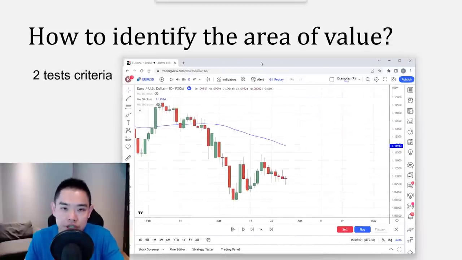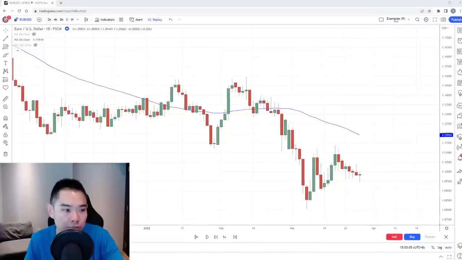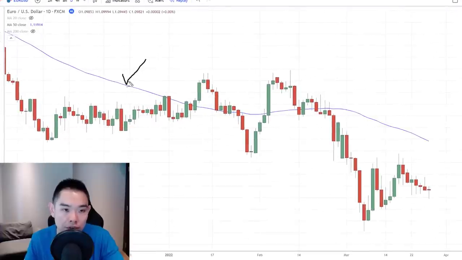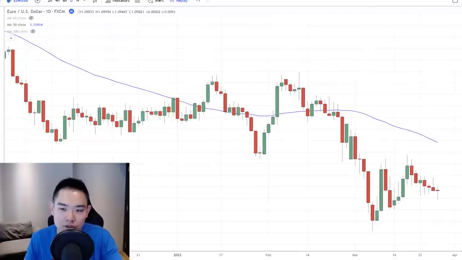Over here, this is the chart of the euro against the US dollar. In this case, I've overlaid a 50 period moving average, as you can see on this blue line over here. At this point in time, the market doesn't really seem to be respecting the moving average. It goes up, cuts through it, comes back down lower, goes up, comes back down lower. So what do I mean by the two test criteria? Very simple.